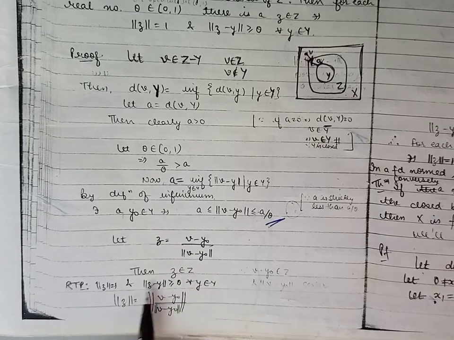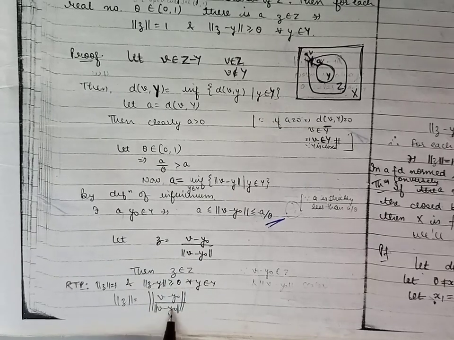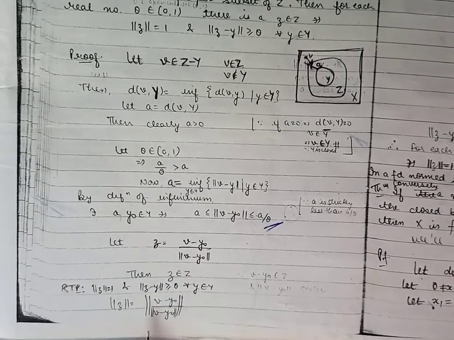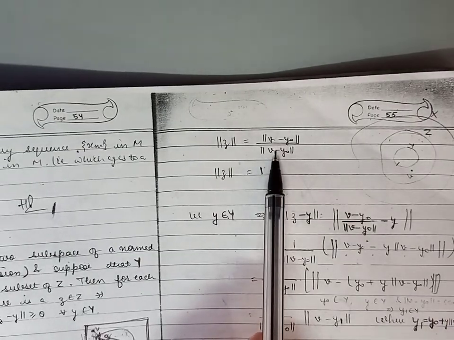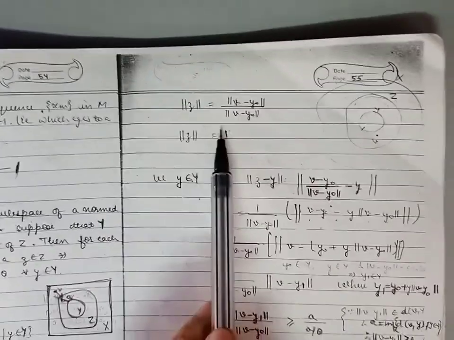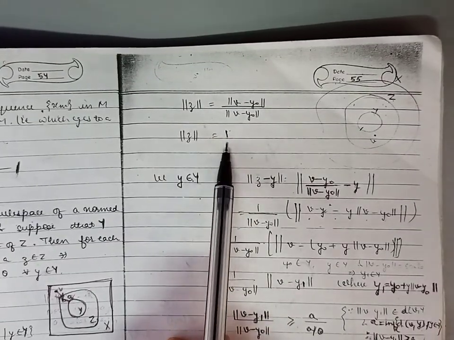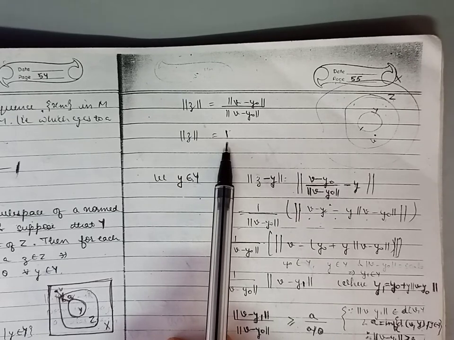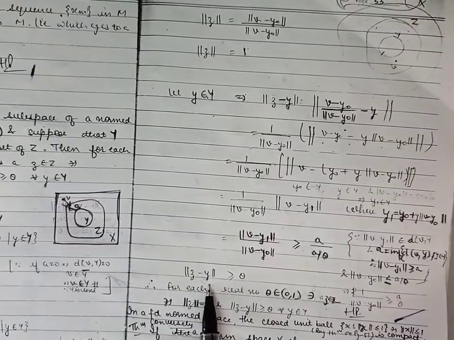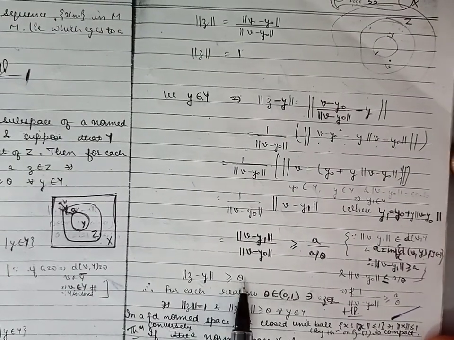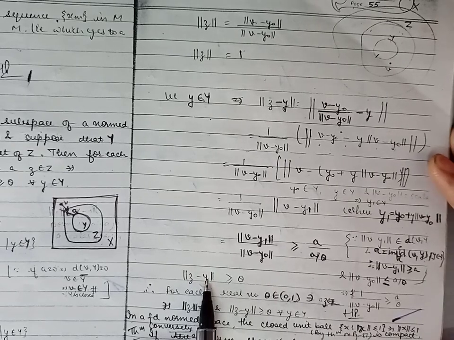So let us find the norm of z, substituting the value of z here. Now because this is a scalar and in the numerator we have the norm of v minus y0, these two terms are the same. They will be cancelled out. So we get the norm of z is equal to 1. Now it remains to show that the norm of z minus y is greater than or equal to theta for every y belonging to the subspace Y.